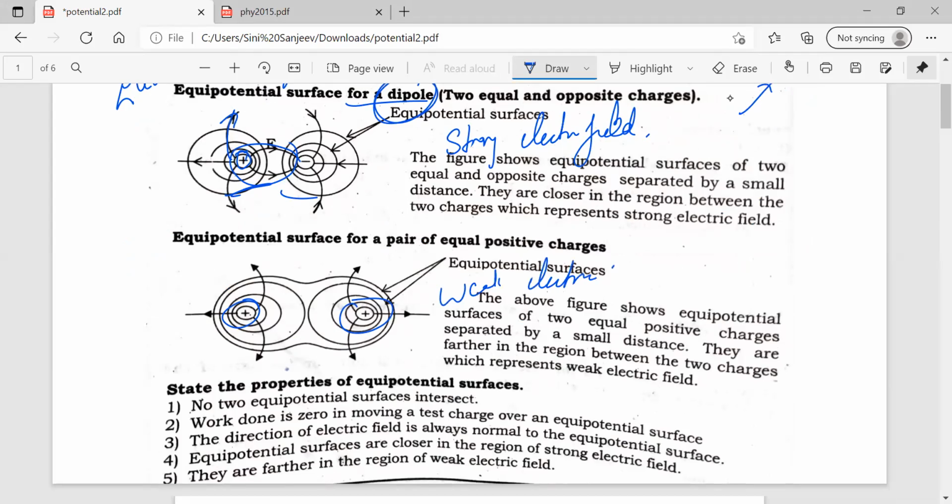Weak electric field. And since we are dealing with the equipotential surface, there will be charges throughout. If it is plus or minus, we'll be having charges throughout. So there is no need for us to do any work to move a charge from one point to another. In equipotential surface, we don't require external work.